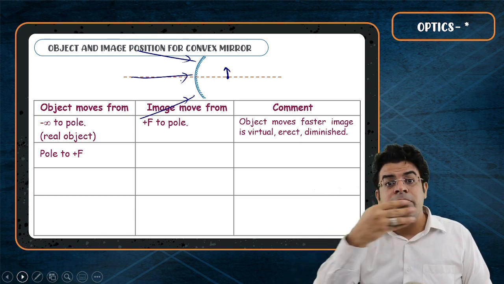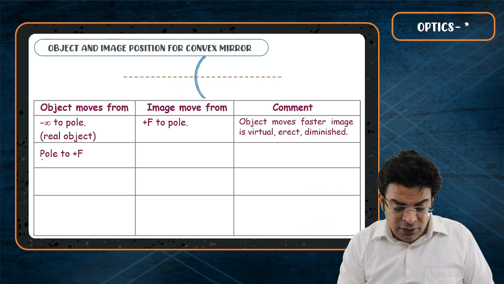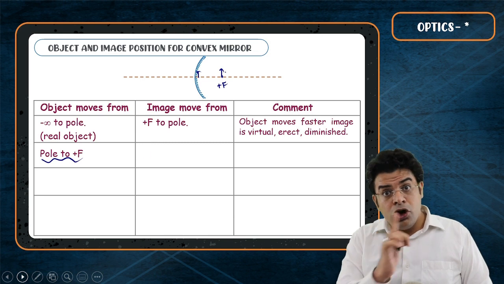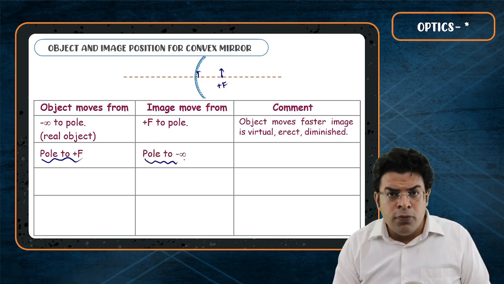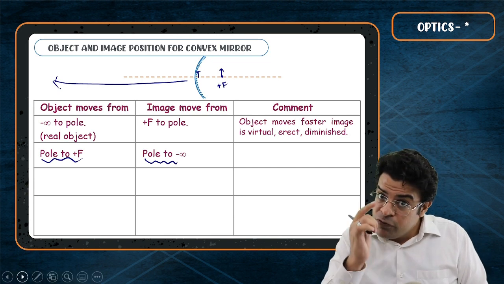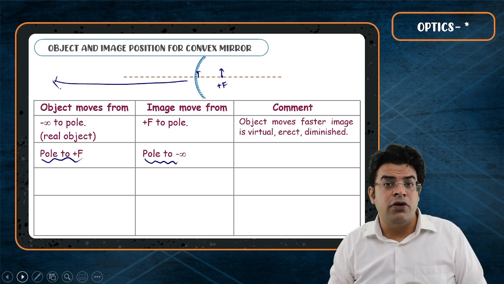And they will try to meet at minus infinity. So as the virtual object moves from pole to plus f, the image moves from pole to minus infinity. Who moves more? So definitely the image moves more. So image will be moving faster compared to the speed of the object.